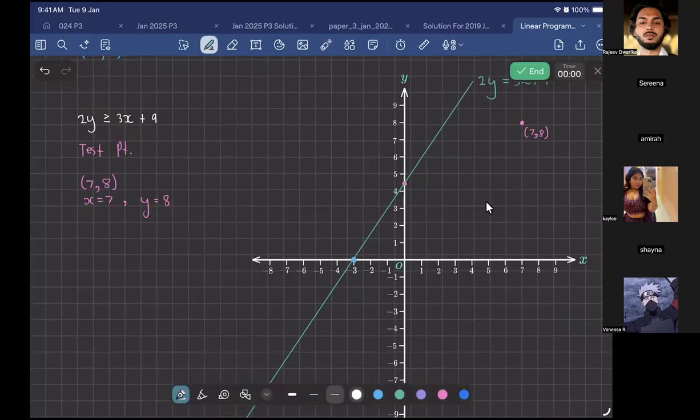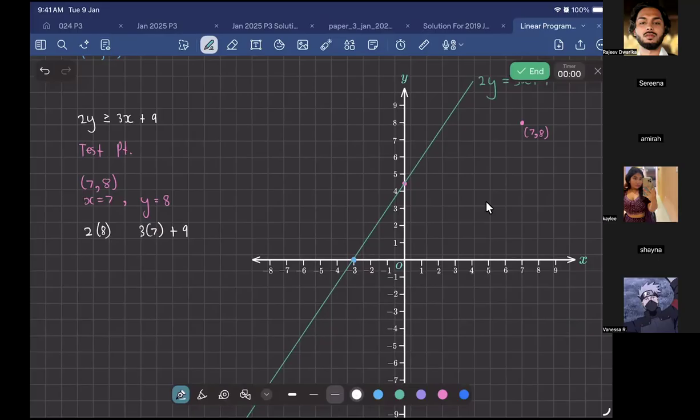Right? So Vanessa, what should I write? 2 brackets 8. Right? Leave out the sign. We're going to leave out that sign. What next to write? 3 brackets 7 plus 9. Again, we don't know what the sign in the middle is going to be. Let's work it out, and then we'll see.